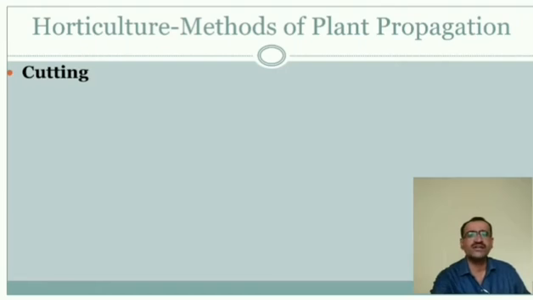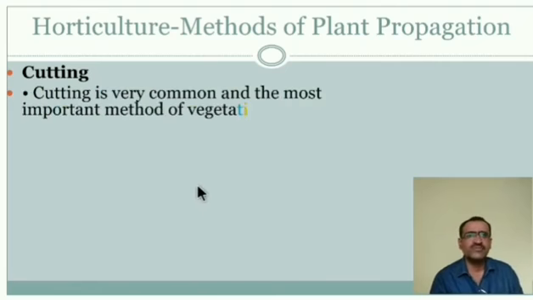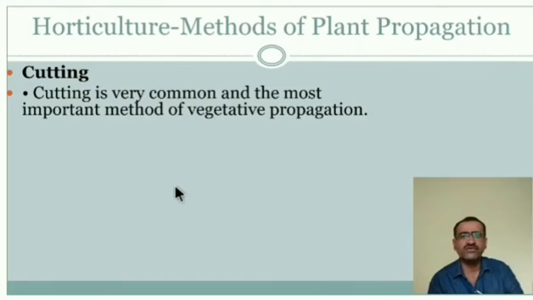While selecting a cutting for each species, some of the plants propagated by stem cutting are sugarcane, grapes, rose, bougainvillea and so on. So stem cutting is the important cutting and it is generally practiced in our area also. Let us see one by one. Cutting is a very common and the most important method of vegetative propagation that is practiced everywhere.